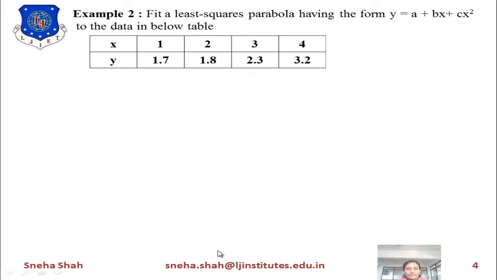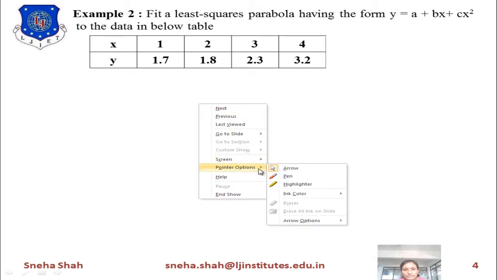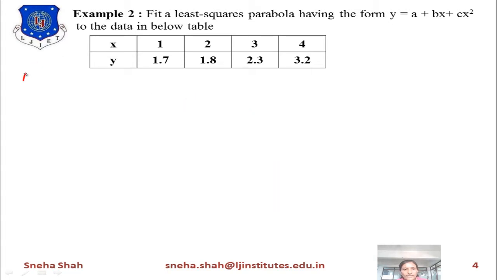Now the next example is: fit a square parabola having the form y equals a plus bx plus cx squared to the data in the below table. This table is given to you. From this you have to derive the values of a, b and c, and then you have to find out the final value of y. So how will we solve this example? First of all I will write x, then I will write y.